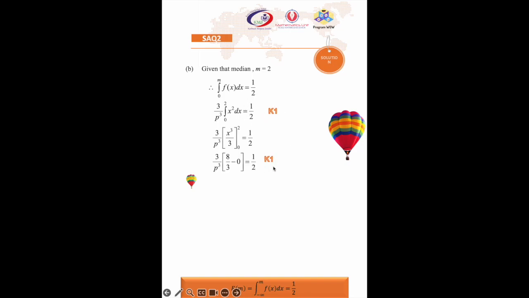And once you have done your integration and subbed the values of 2 and 0, you're going to get 1 mark. And then once you have given your answer to 3 significant figures, you're going to get 1 mark. So you have to give your answer in 3 significant figures.